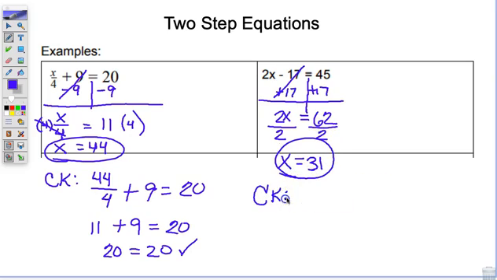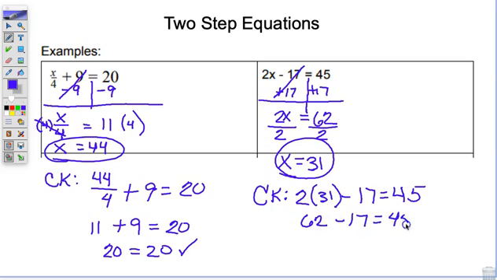Now let's check our answer. We're going to replace x in the first equation, up here the beginning one, with 31. There we go. Subtract 17 equals 45. So all I did was put our answer 31 in for that x, and you see that right here. Let's see if we came up with the correct answer. 2 times 31 is 62. Subtract 17 equals 45. 62 subtract 17 is in fact 45, so our left side equals our right side. We did it again. We are correct.